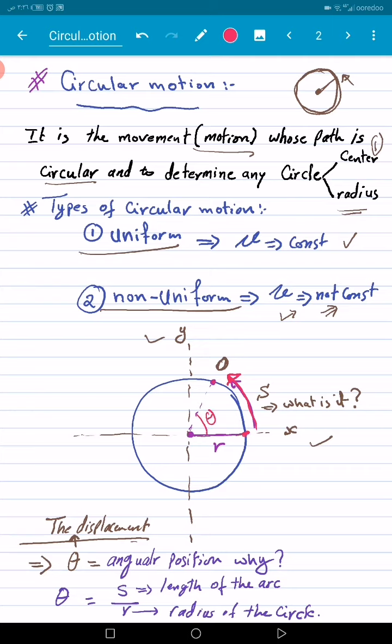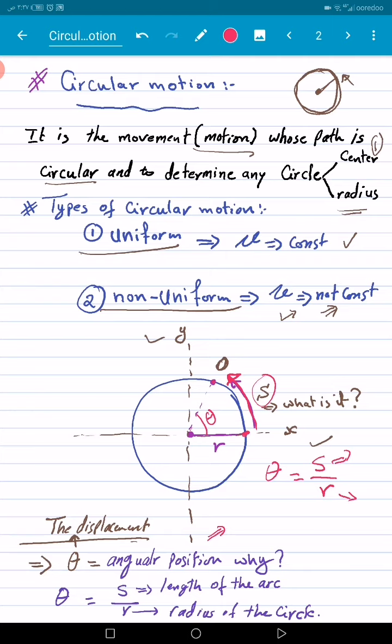So the angular position of this point, because it's moving with angles, so it is angular position. The angular position can be determined as follows: theta, the angular position, is equal to S over R. What is S? Maybe here X, Y, Z, up to you, use any symbol. S means the length of the arc, that is the arc of the movement of the object from point 1 to point 2.